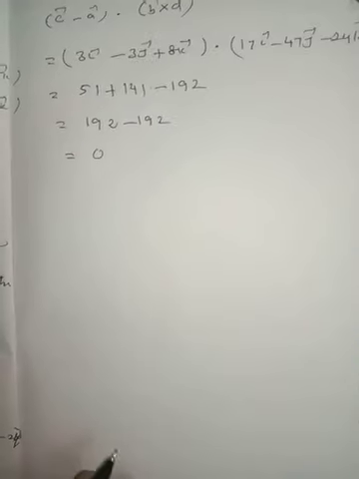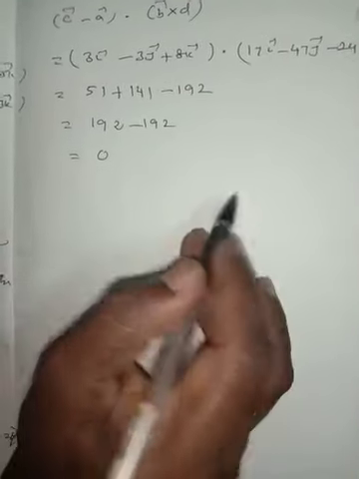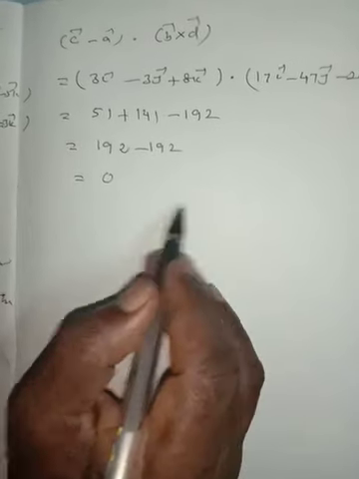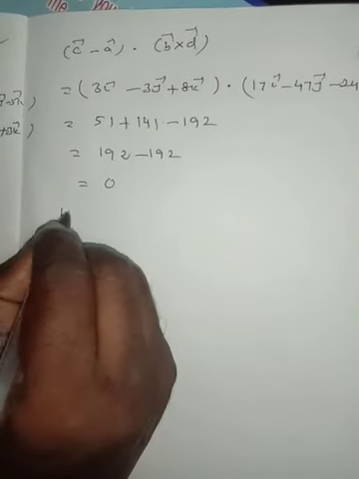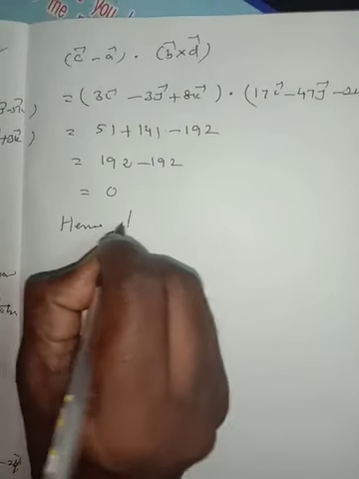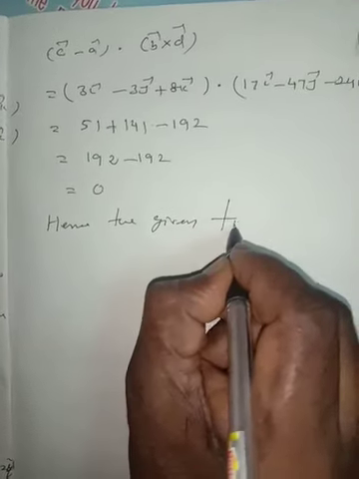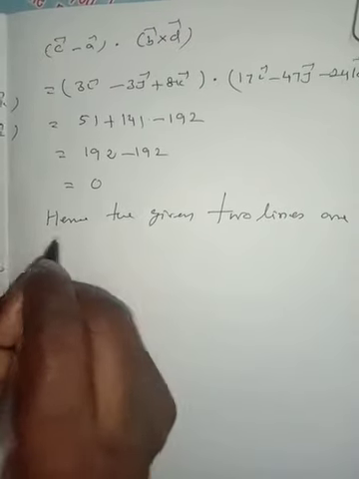The condition (c vector minus a vector) dot (b cross d) is 0. Then the given three vectors are coplanar. In this case, two lines are coplanar. Hence, the given two lines are coplanar.